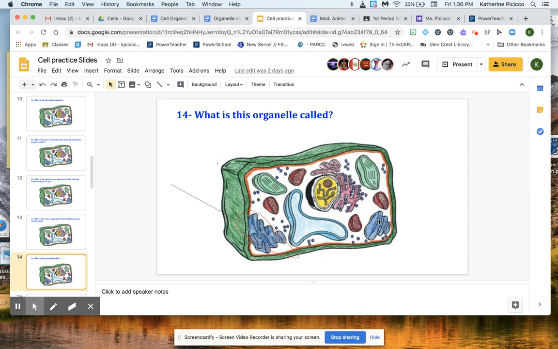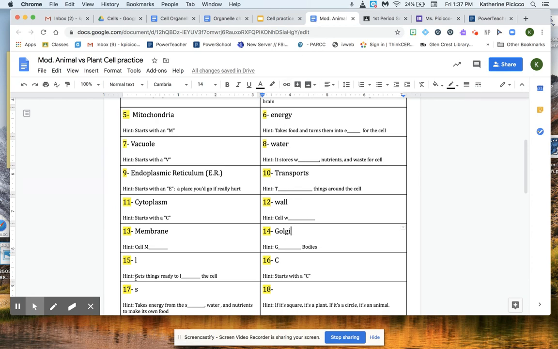The Golgi bodies basically gets things ready and packaged to leave the cell. So something's going to ship out of the cell and go somewhere else, it gets it ready. So it's kind of like the final packing or shipping room in a factory. It gets stuff ready to leave the cell. Okay, so I'm going to write down gets things ready to leave the cell.